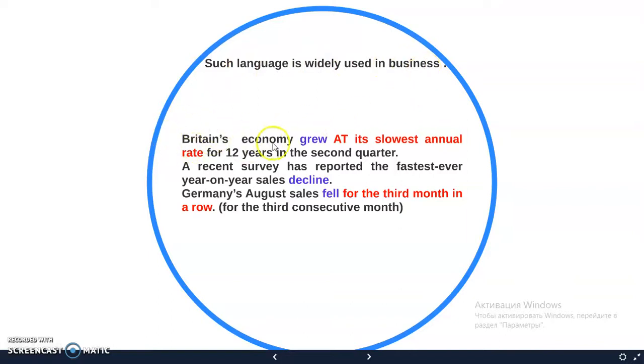For example, Britain's economy grew at its slowest annual rate for 12 years in the second quarter. A recent survey has reported the rates over every year-on-year scale decline. Germany's August sales fell for the third month in a row. For the third consecutive month in a row, it means consecutive. So these are the trends, main trends. Underline it.